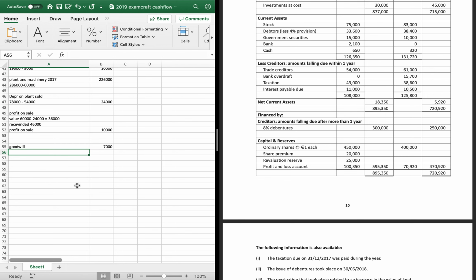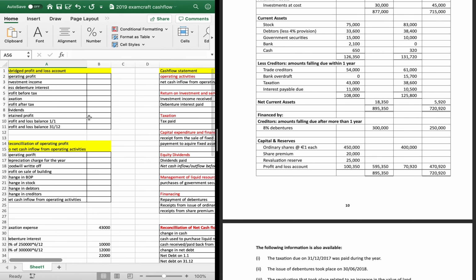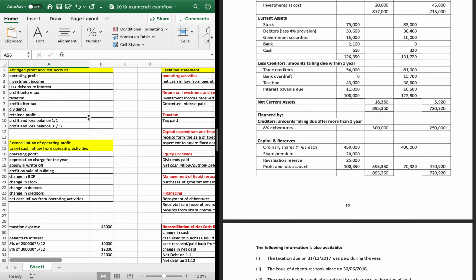Again, working at this in order. So first one is our abridged profit and loss account. Now remember that goes backwards. So you start at the bottom. So the profit and loss balance was 100,350 at the end of the year, and at the start of the year it was 7,920. Which means that you must have made a profit of the difference between those two numbers.